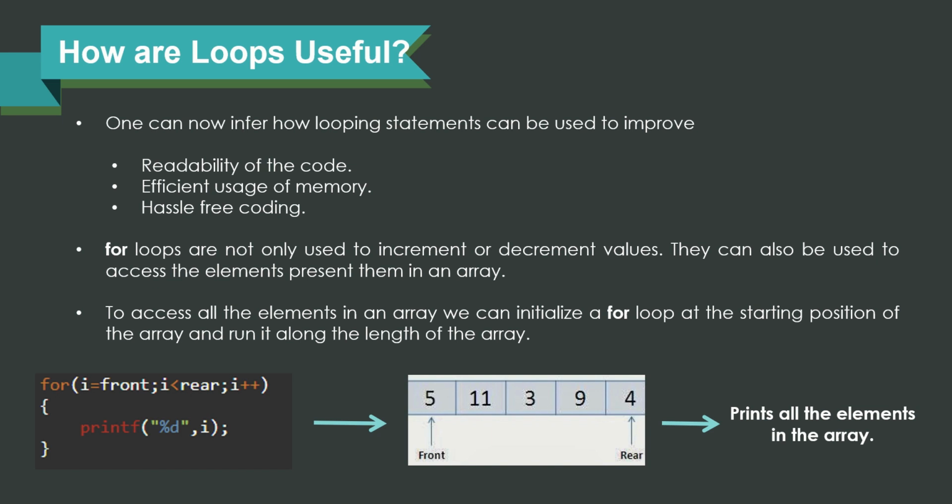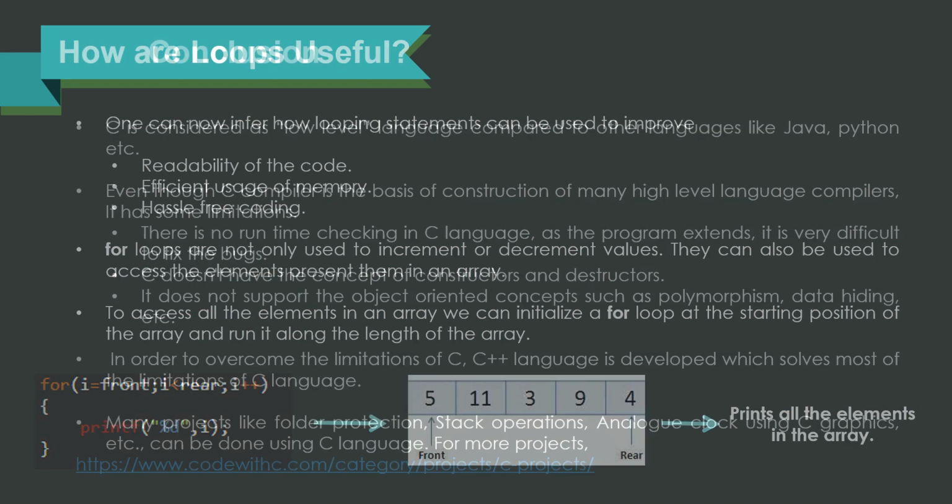For loops are not only used for just increment and decrement, they can also be used to access the elements present in any array. To access all the elements in an array, we can initialize a for loop at the starting position and the array can be accessed easily. How do we do it? A very simple example is presented in front of you. for (i = front; i < rear; i++) printf(i). So what do I do now? I keep reading one element after another from the front and it prints all the elements in the array quite nicely. This is one of the applications of the for loop which you can easily recognize.